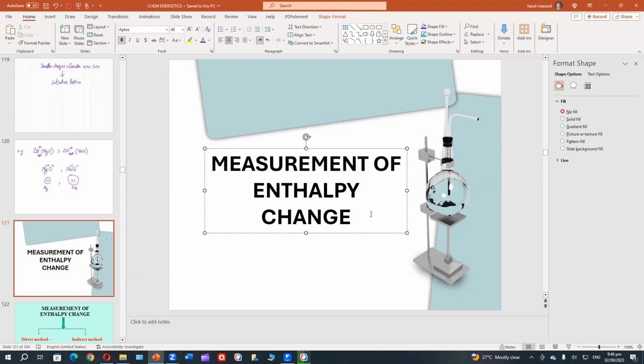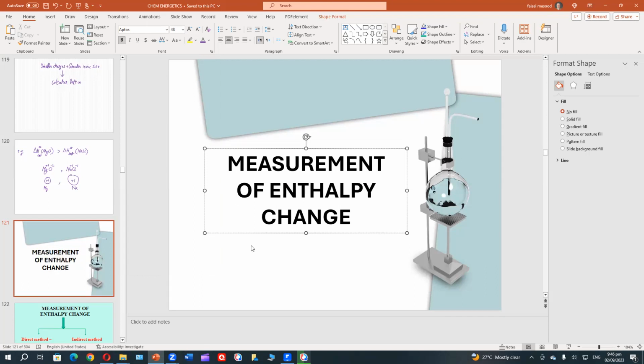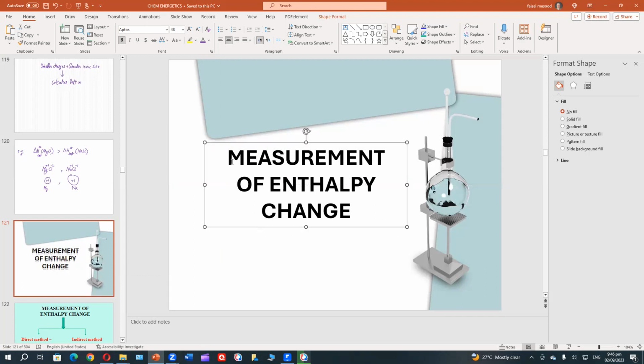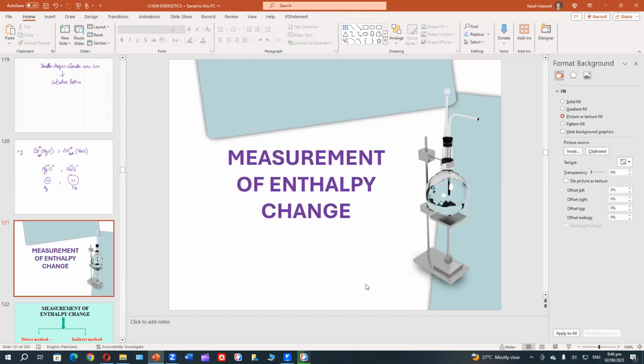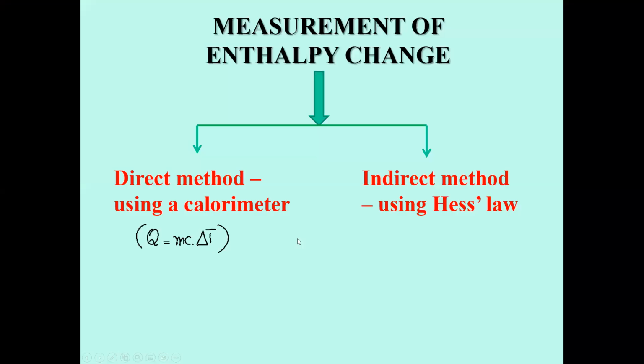Now, measurement of enthalpy change. These types of topics appear in paper 5 because this is a lab-related topic. There are two methods. One is the indirect method using Hess's law, which mainly comes in paper 4. The direct method using a calorimeter is actually paper 5 working. Hess's law is the source of everything here. It's a main topic which has to be remembered.